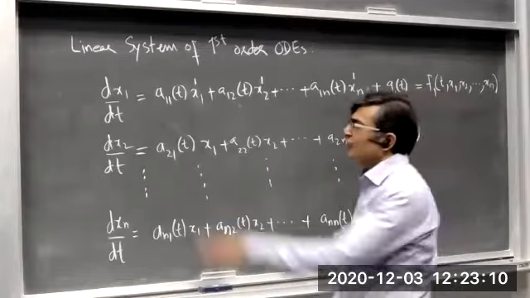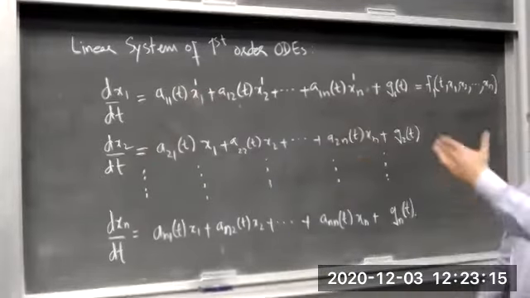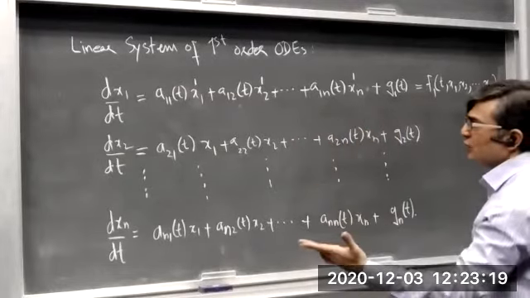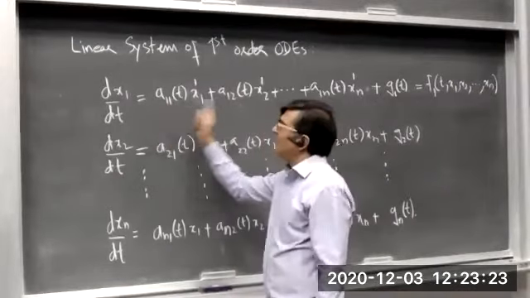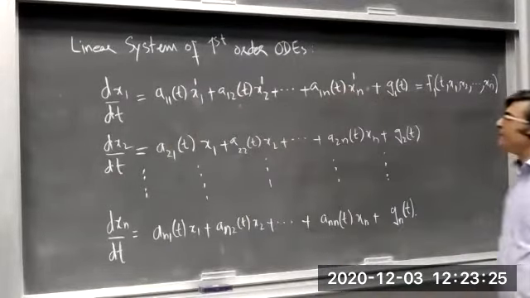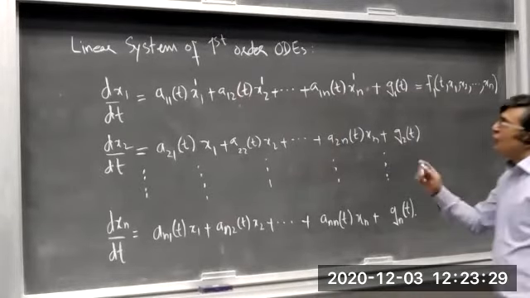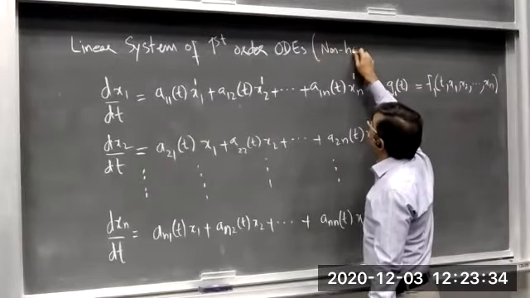As in the previous example, 2x1 plus 3x2, the coefficients were constants only, but they could be functions of t as well. Now this is your linear system of first order ODEs, and it is non-homogeneous as well.